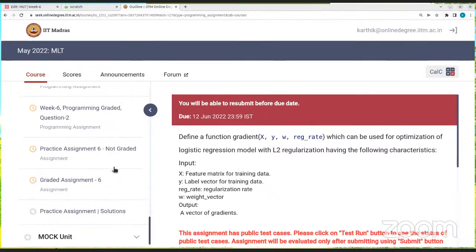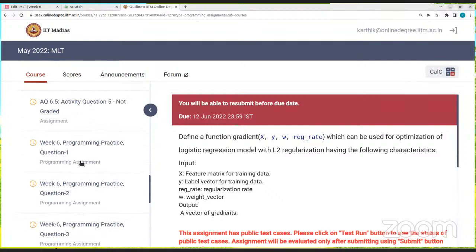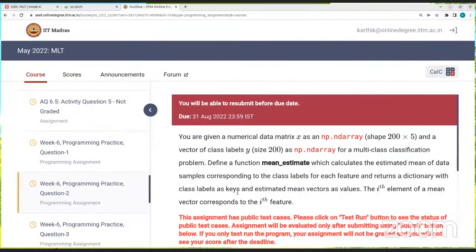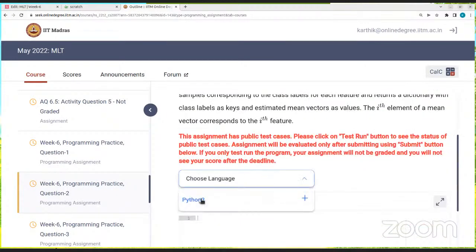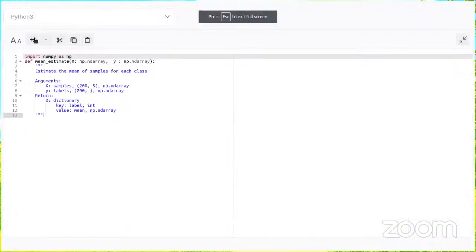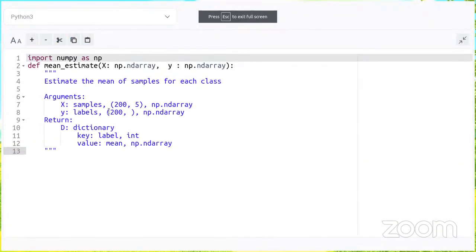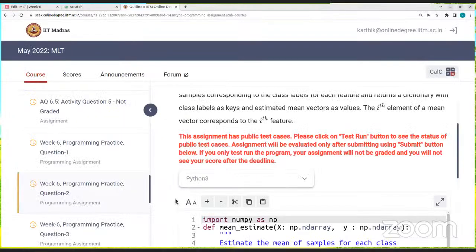So see, something like this will work, right? I'll just show you week 6, what we have done. Don't worry about what these things are, just look at the form. So will this work, if your function has this kind of a description? You have to basically estimate something, and you are expected to return a dictionary whose key is an integer and value is a numpy array. Will that work for every question if we have something like this?